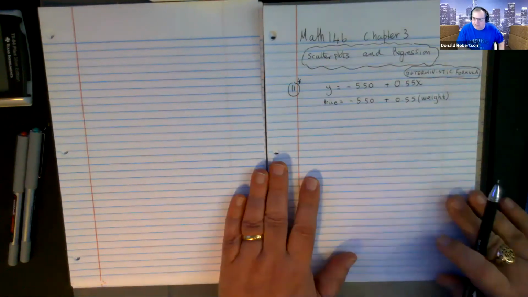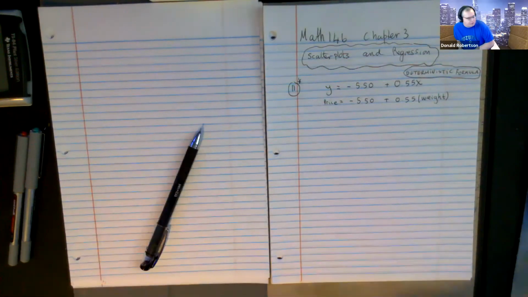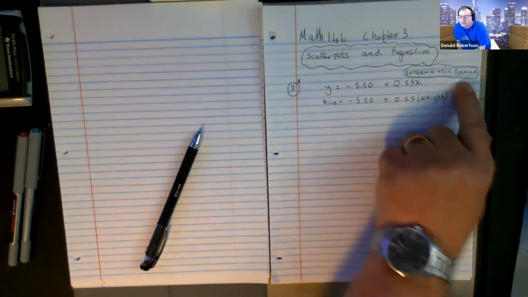Well, let's get started. We are going to finish off this section on chapter 3 and hopefully get started on the next one. Scatter plots and regression. We're going to look at a thing called the deterministic formula.